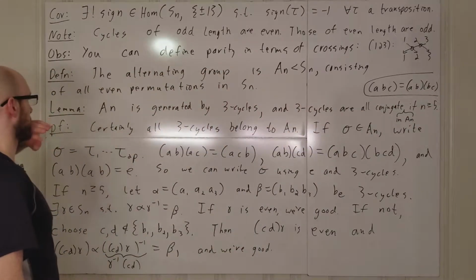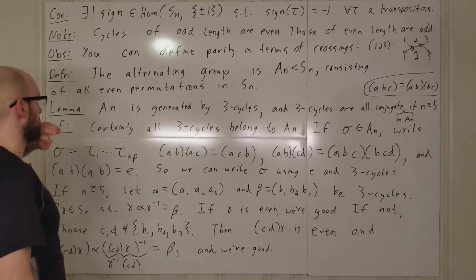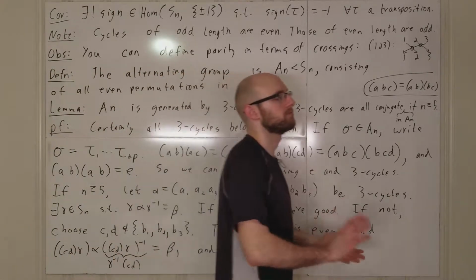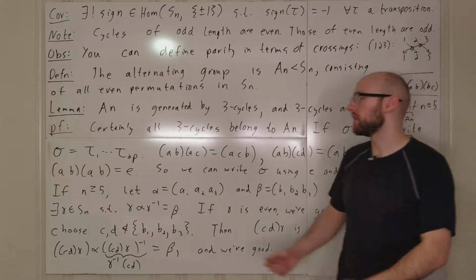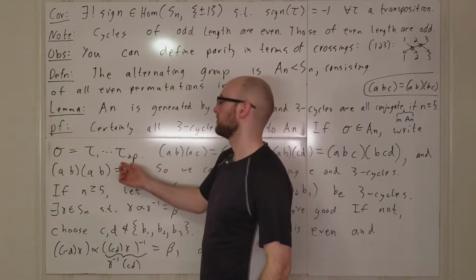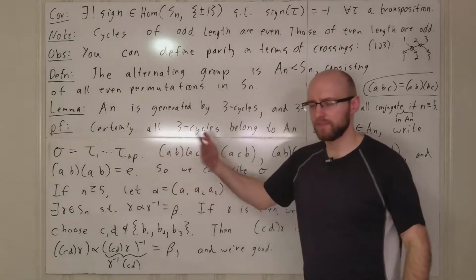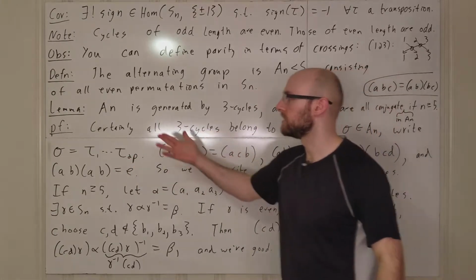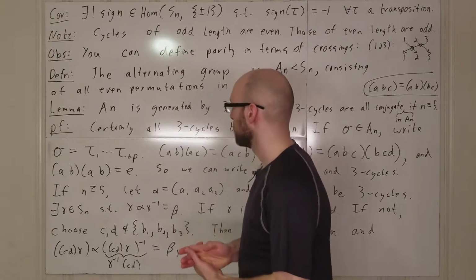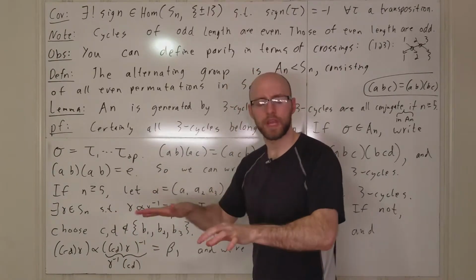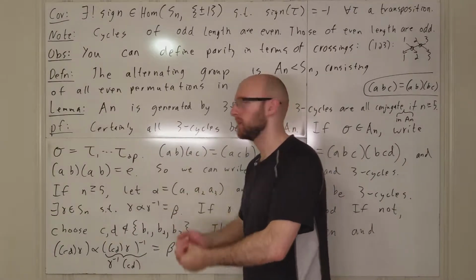Okay? And so now, if we have any sigma in A_n, we want to write it using 3-cycles. So first we write it as a product of transpositions, and we write 2p here to emphasize the fact that this is an even number of transpositions. Now let's take any pair of transpositions. Can we write that pair using 3-cycles?